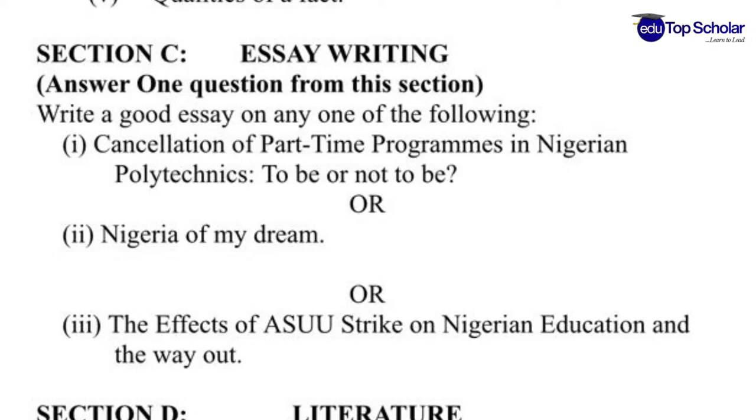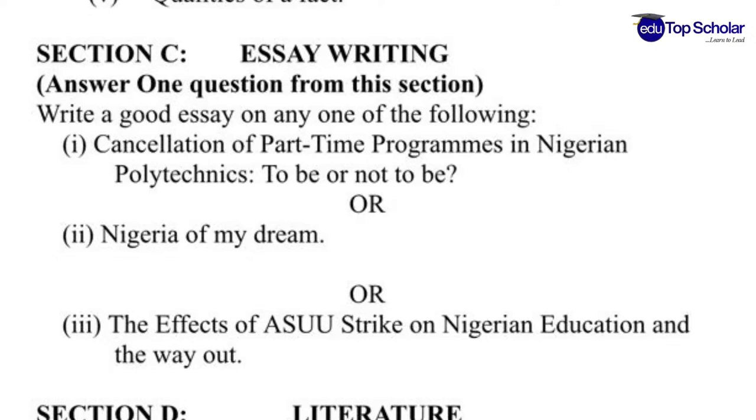Then the third question there is the effect of ASU strike on Nigerian education and the way out. Now, for a question like this, I'm going to be telling you some things that make students fail an essay. So the effect of ASU strike on Nigerian education and the way out. It means we are going to discuss two different things in this essay. We are going to tell us the effects and the solution. First, you are going to mention the effects it has on Nigerian education. Then, secondly, you are going to discuss the way out.